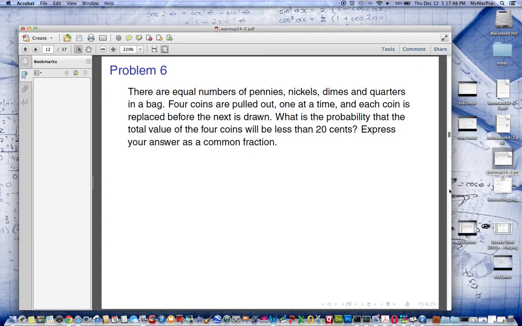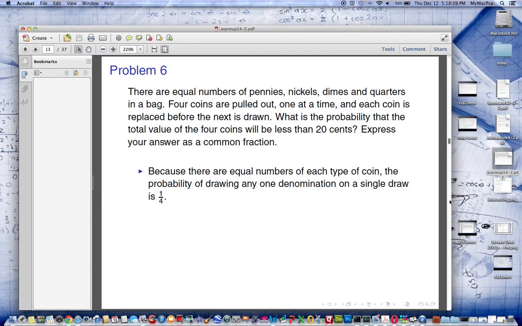There are equal numbers of pennies, nickels, dimes, and quarters in a bag. 4 coins are pulled out, one at a time, and each coin is replaced before the next is drawn. What is the probability that the total value of the 4 coins will be less than 20 cents? 4 coins. So can there be 2 dimes? No, I don't think so. There can only be 1 dime, I think, because it has to be less than 20, right?